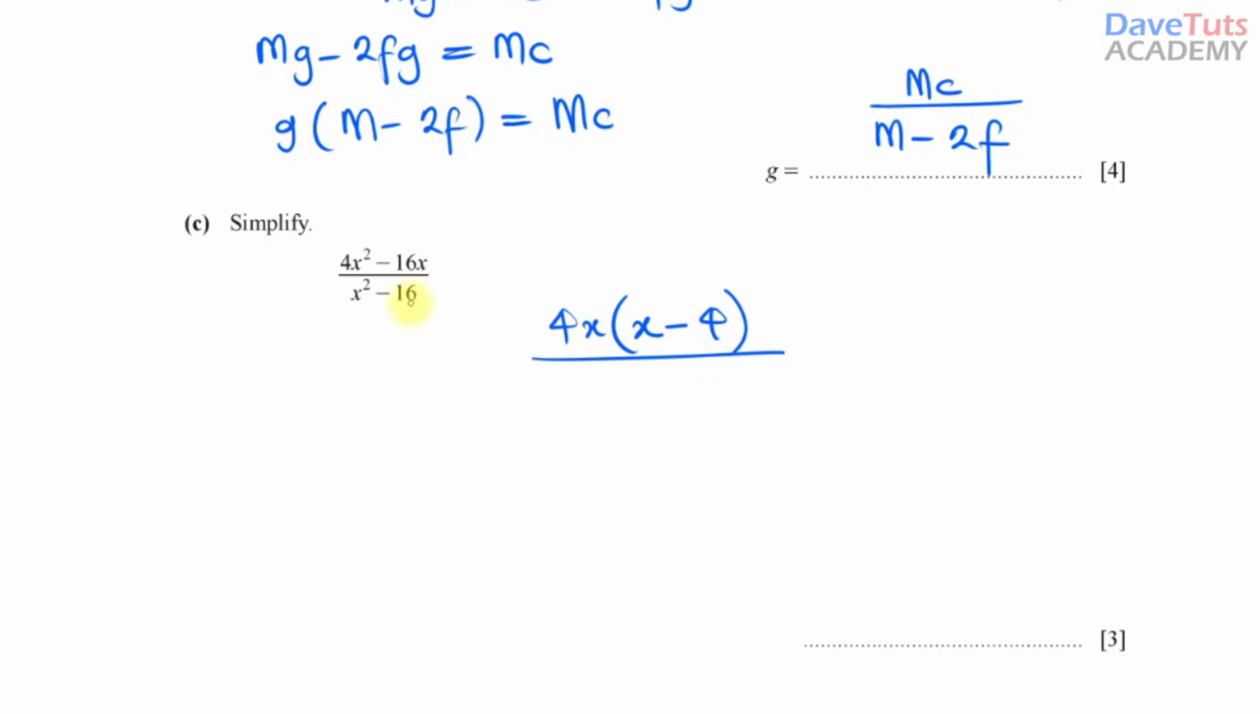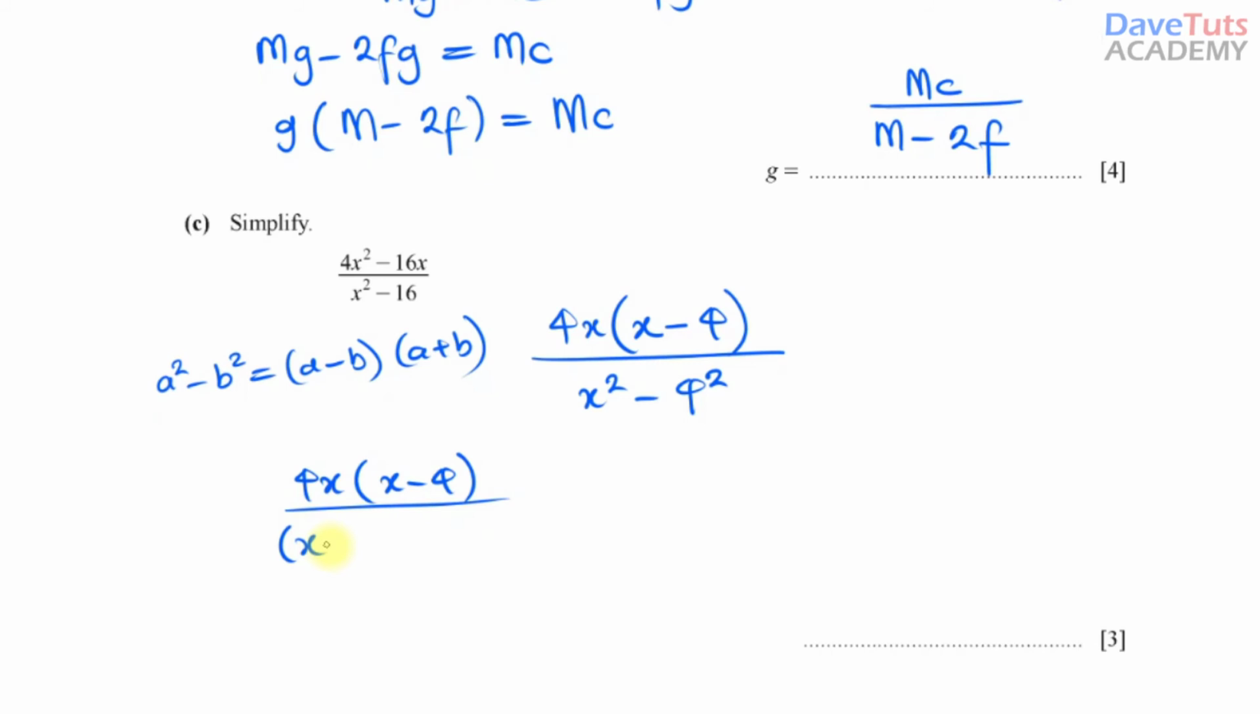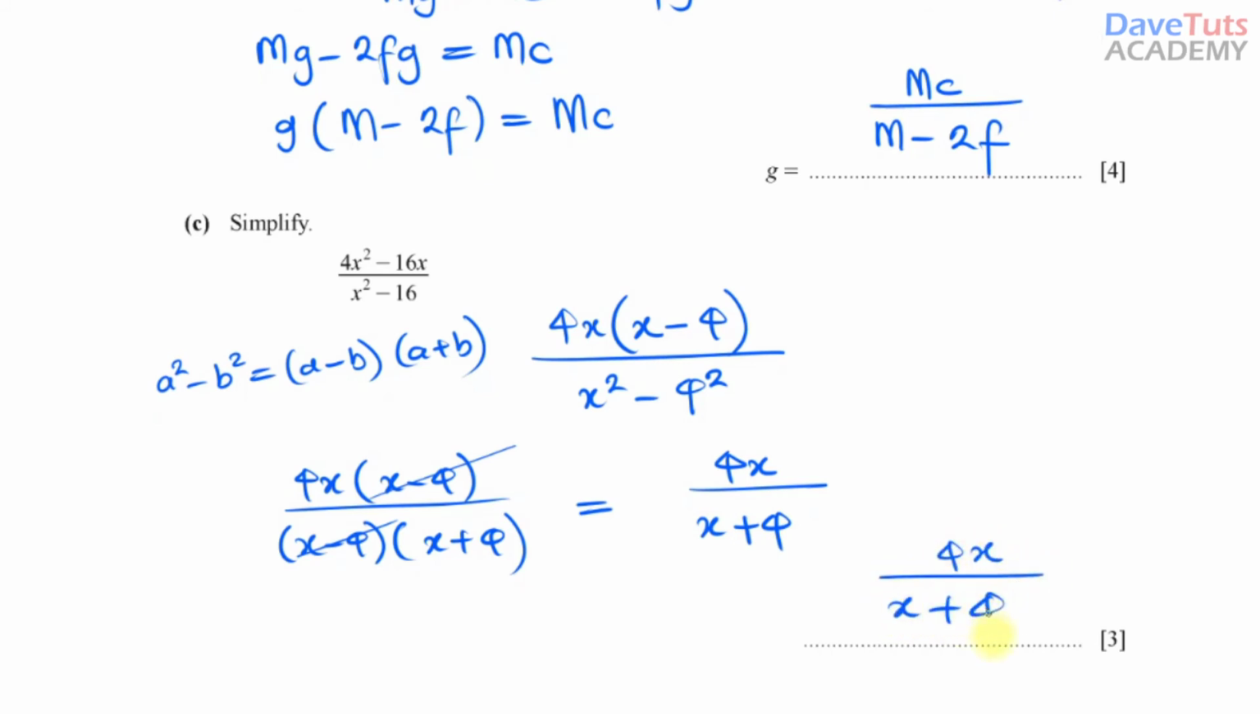Then, here, x squared minus 16 can be taken as the difference of two squares, in which a squared minus b squared is a minus b multiplied by a plus b. So we can apply it in this case to say this is actually x squared minus 4 squared. Okay, so if you want to expand that, we can say this will give us 4x into x minus 4, and then the difference of two squares will be x minus 4 multiplied by x plus 4, and this can cancel out such that our final expression can be 4x over x plus 4, which is going to be our final answer in this particular case.